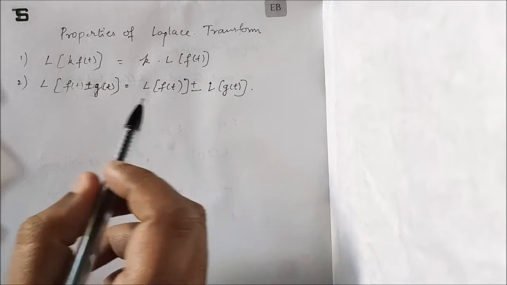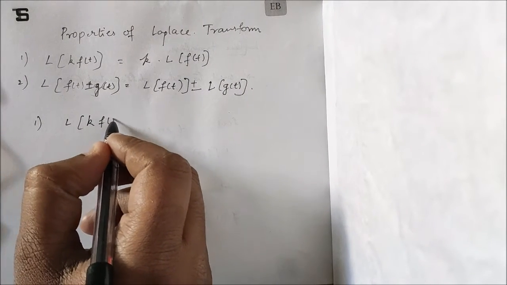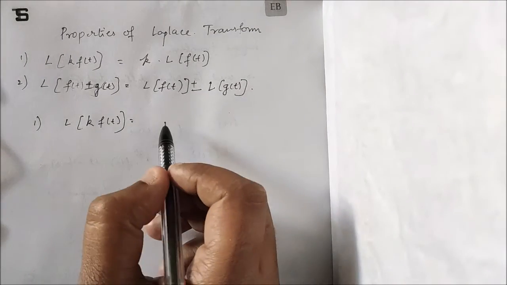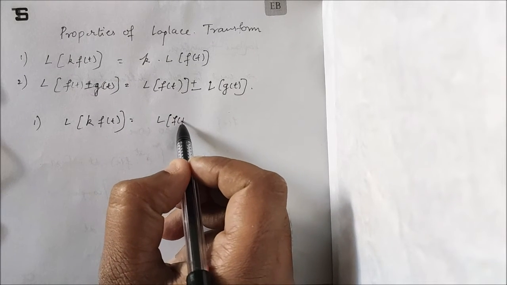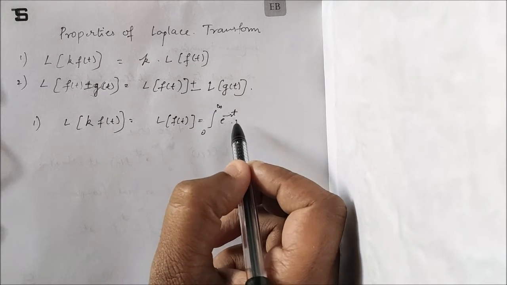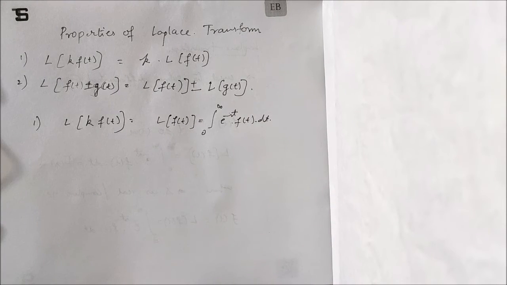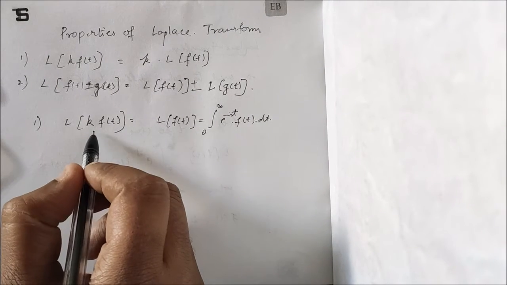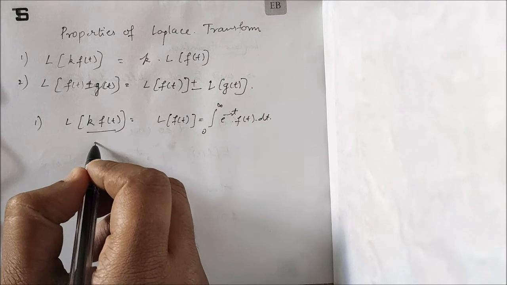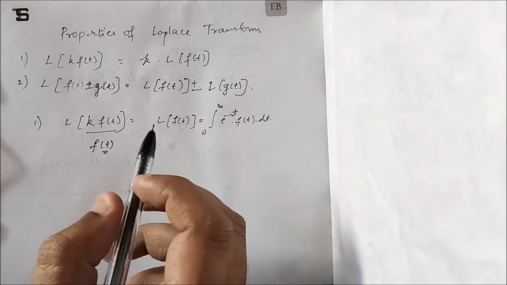value. So first let us prove this first property, Laplace of k into f of t. Now from the basic definition of Laplace, we know that Laplace of f of t is equal to integration from 0 to infinity e to the power of minus st f of t dt. For our convenience, let us assume k into f of t as f of t.